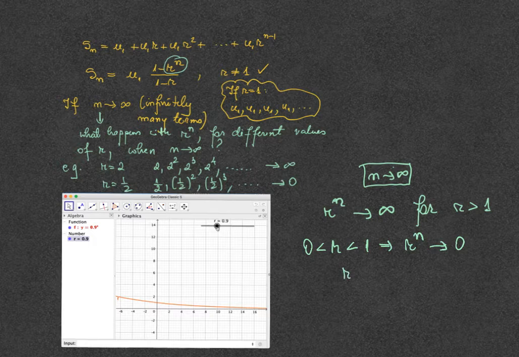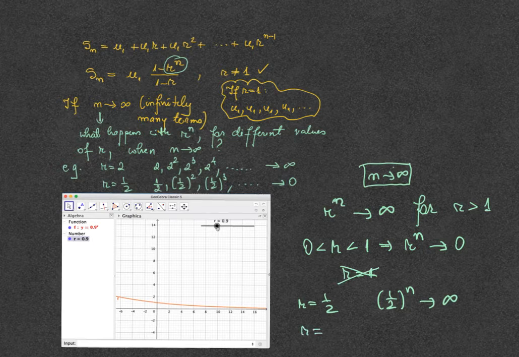Now the question is, what happens if r is 1? If r is 1, we are going to get an uninteresting case. So we said that we don't look at that. What happens if r is negative? Well, that's interesting, because my software can't deal with this. It can't do negative to a power of x where x is any number, but let's think ourselves. So if r, for example, is 1 over 2, we said that 1 over 2 to the power of n approaches 0 when n gets bigger and bigger.